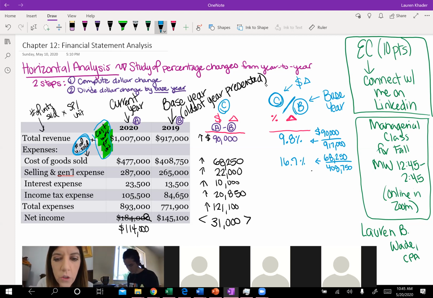I want you to try to do the rest of them on your own. Figure out the percentage change for each of those.